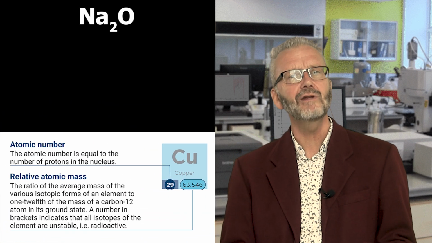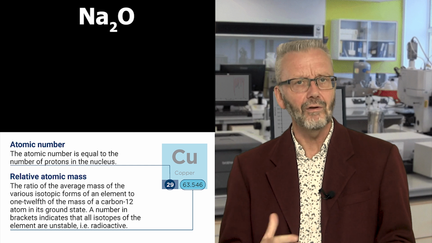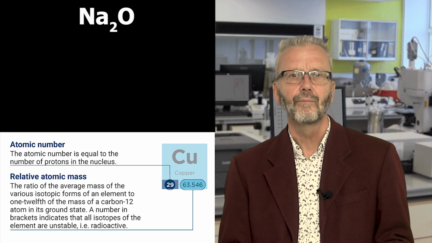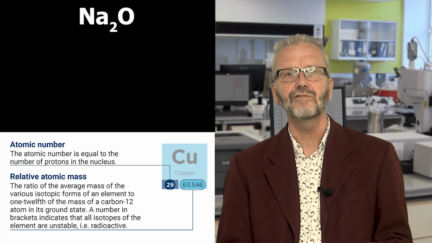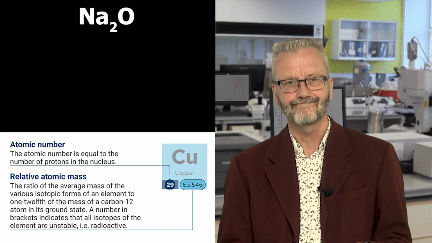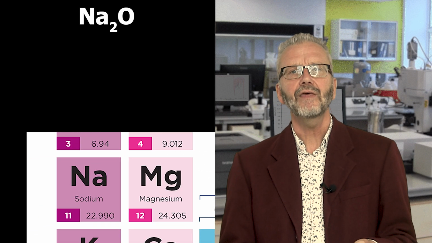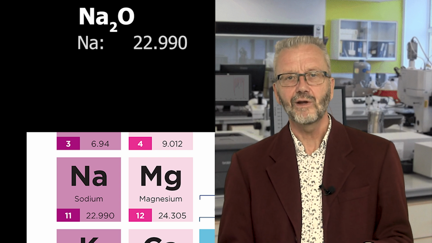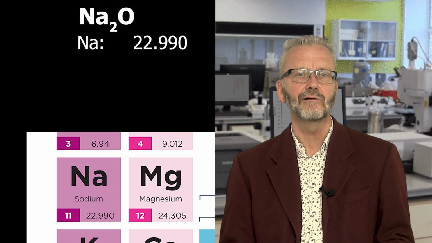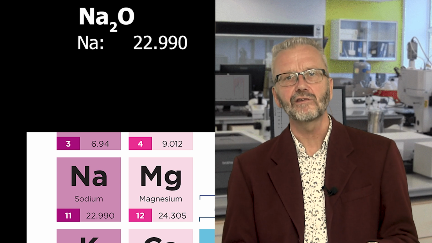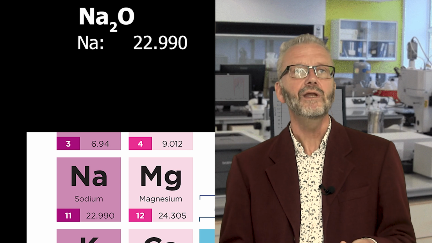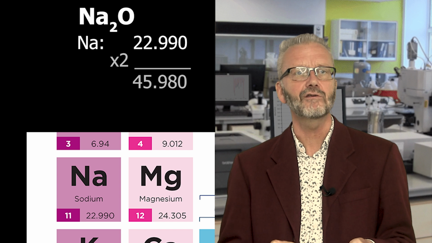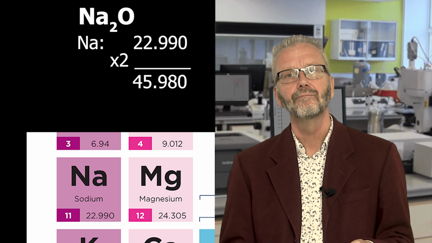You will normally see 2 numbers for any element. The smaller one is the atomic number. This will always be an integer. The larger of the 2 is the relative atomic mass. If we look at the entry for sodium, we find that the average atomic mass of a sodium atom is 22.990. Since a molecule of sodium oxide contains 2 atoms, we need to multiply this value by 2 so that we have the total mass of both sodium atoms within the molecule.